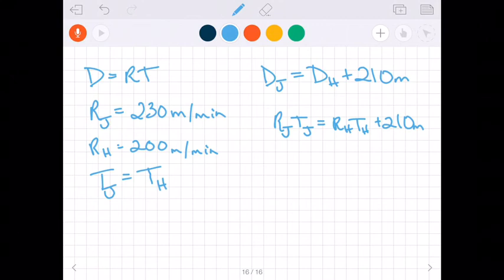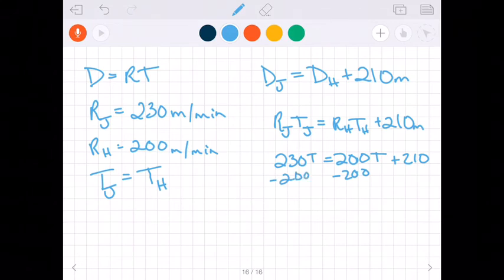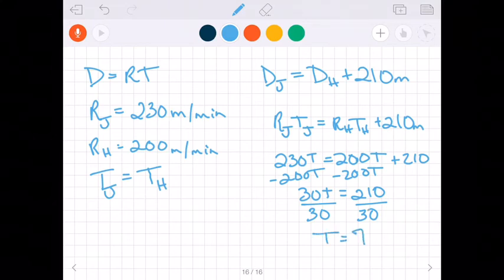So since we know their times are the same, we can just substitute for their rates. So 230t equals 200t plus 210. Subtract 200t from both sides, and we get 30t equals 210. Divide both sides by 30. And t equals 7. So it will take 7 minutes for Jeanette to lap poor Harry.